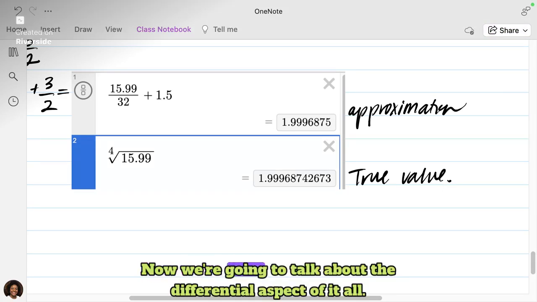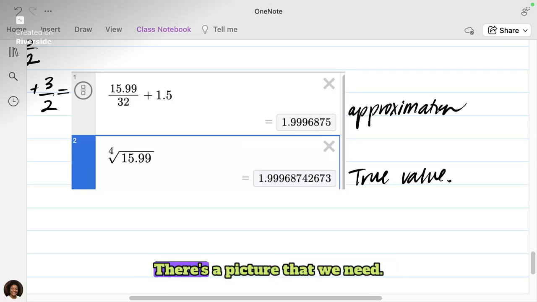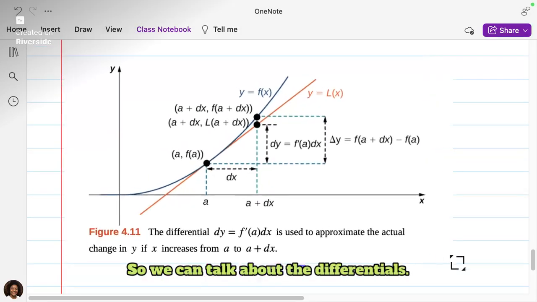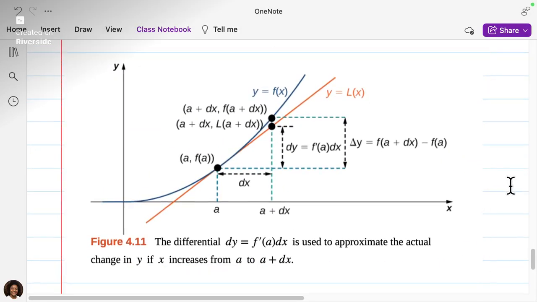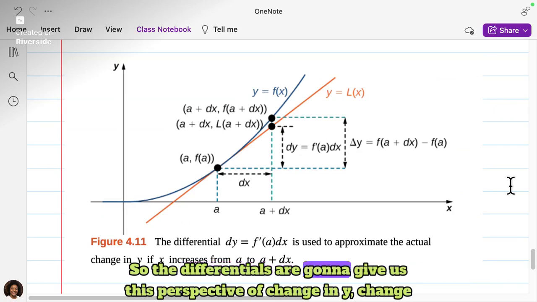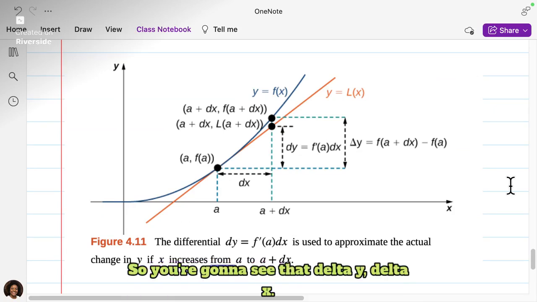All right, now we're going to talk about the differential aspect of it all. There's a picture that we need, so let's look at this picture so we can talk about the differentials. All right, so the differentials are going to give us this perspective of change in y, change in x. So you're going to see that delta y, delta x. But I want you to keep in mind slope.